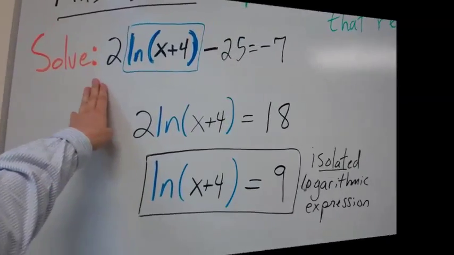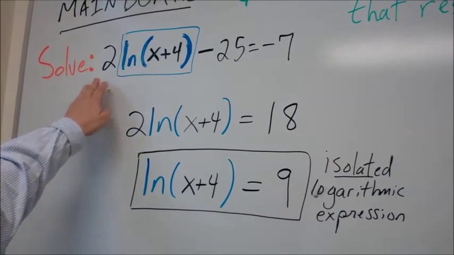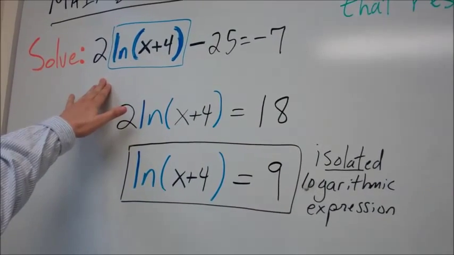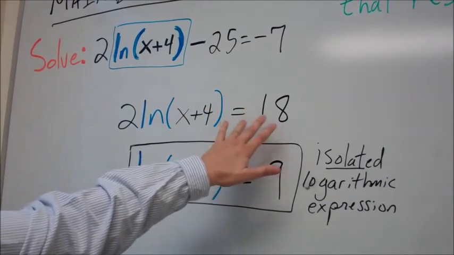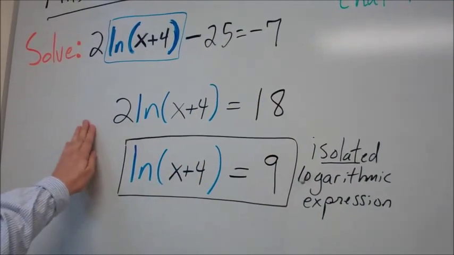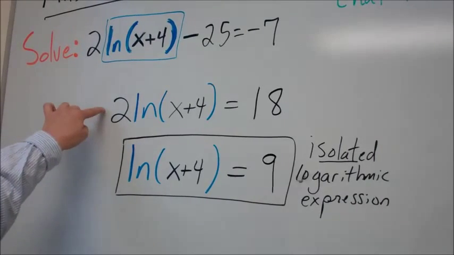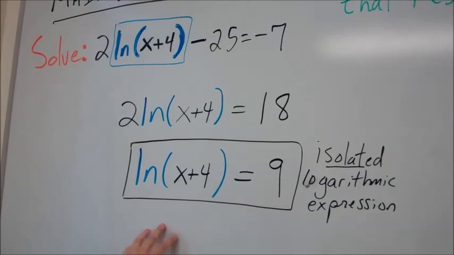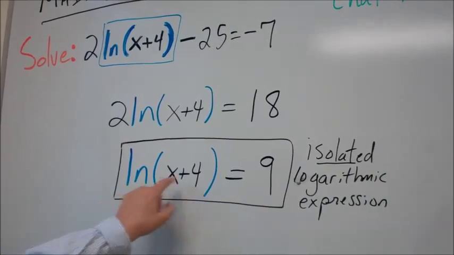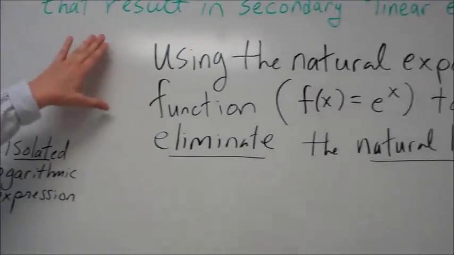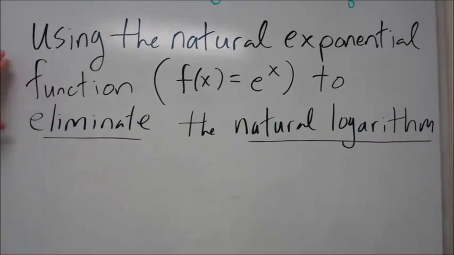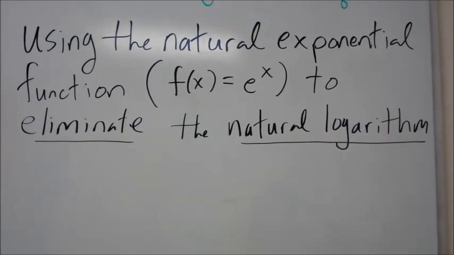Here we are back at our main board. Remember where we left off. We started with the goal, solving this logarithmic equation. We added 25 to both sides to eliminate the minus 25. We divided both sides by 2 to eliminate the times 2. Now we wish to eliminate this logarithmic expression. That's what we were just talking about. So let's go over here, using the natural exponential function, e to the x, to eliminate the natural logarithm function.